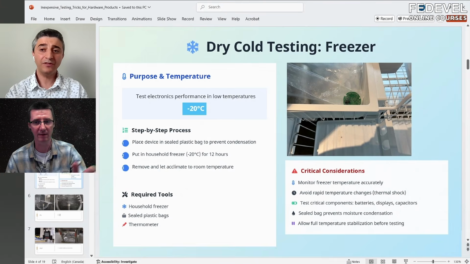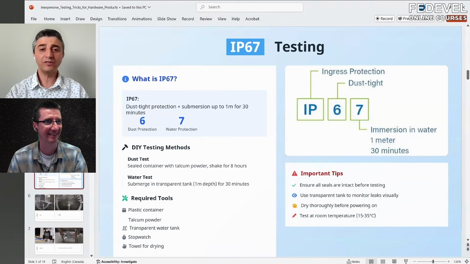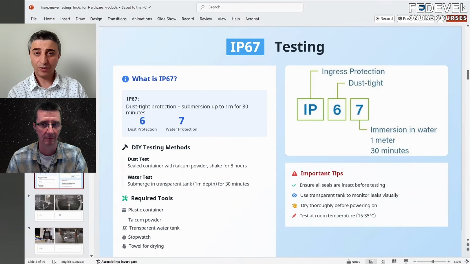Okay, let's go to the next one. Yes, the next one is the interesting one, which is the IP, the ingress protection testing. Basically, the goal of this test is to make sure your product is protected against probably dust or solids in general, and also against water. There are different degrees, so you could start from IPX, like X4, X5. You can go all the way to IP67 or 68. So the IP stands for ingress protection.